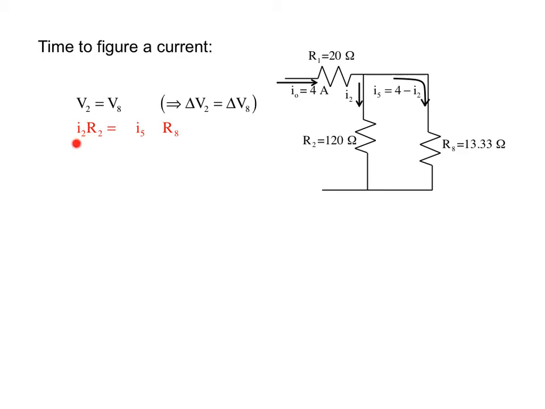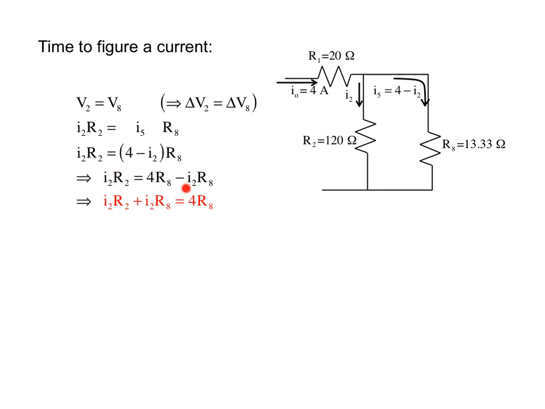Using IR, we can write this. I5 is the current going through here. R8 is the resistor, the equivalent resistance. Here I'm substituting in for I5. Here I'm distributing the R sub 8. Here I'm pulling the I2 R sub 8 over onto the left side.